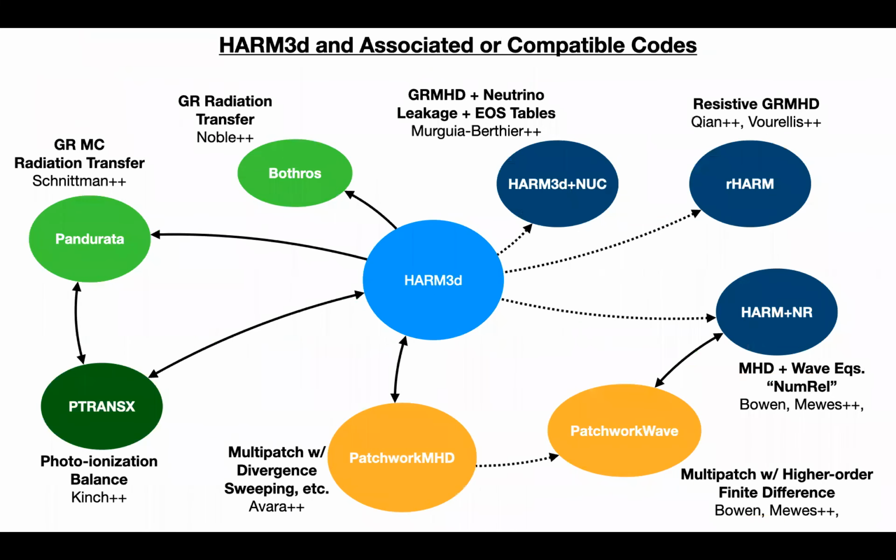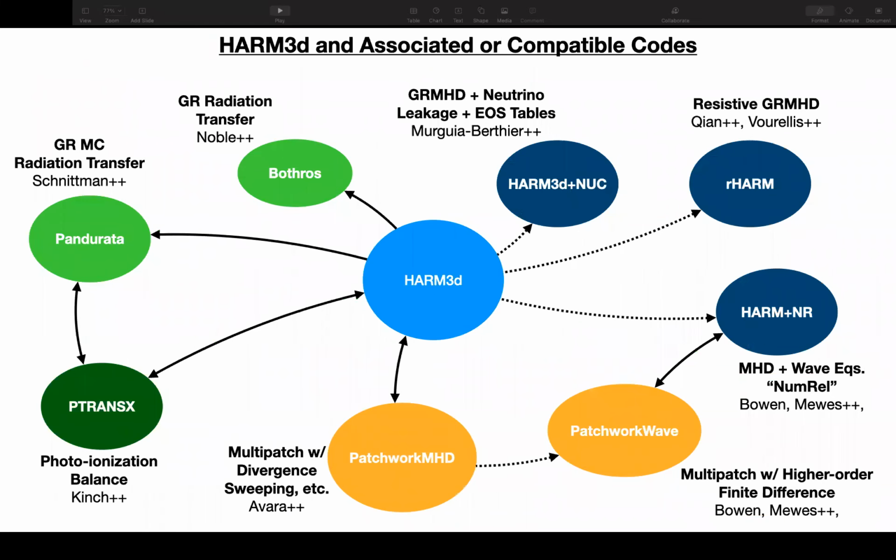This is the ecosystem that has developed over the years around Harm, not always entirely associated with Harm. Pandurata is used to do other things that Jeremy Schnittman wants to do, but it's capable of ingesting Harm data and ray tracing it. It's a Monte Carlo radiation transport code.